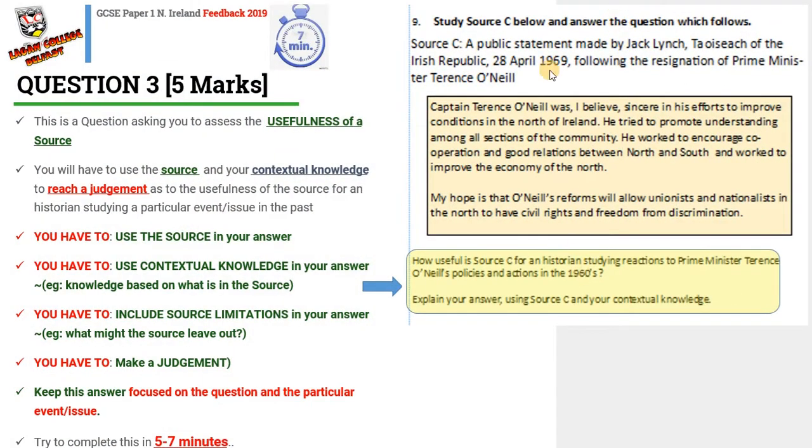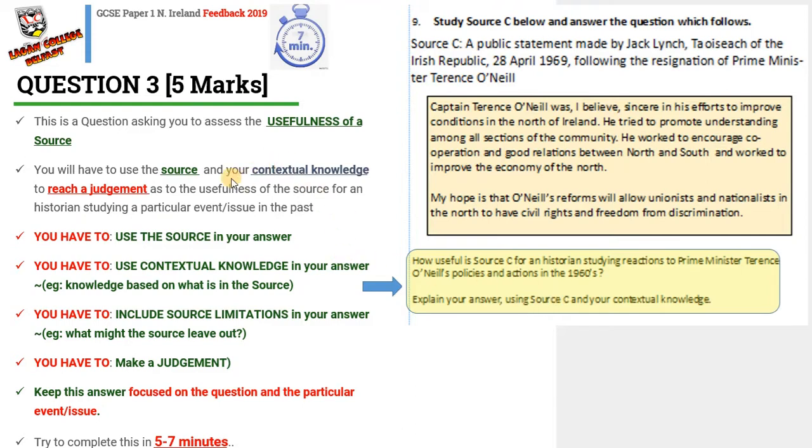This is what you'll get here. It's a source. It is going to ask you to work out how useful this source is for an historian studying reactions or anything else to an event. And you're going to have to use your contextual knowledge and the source. It's a key part of this here.